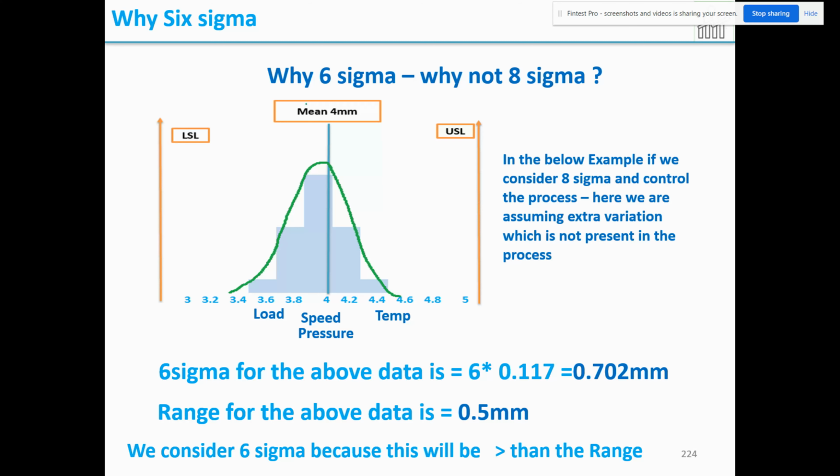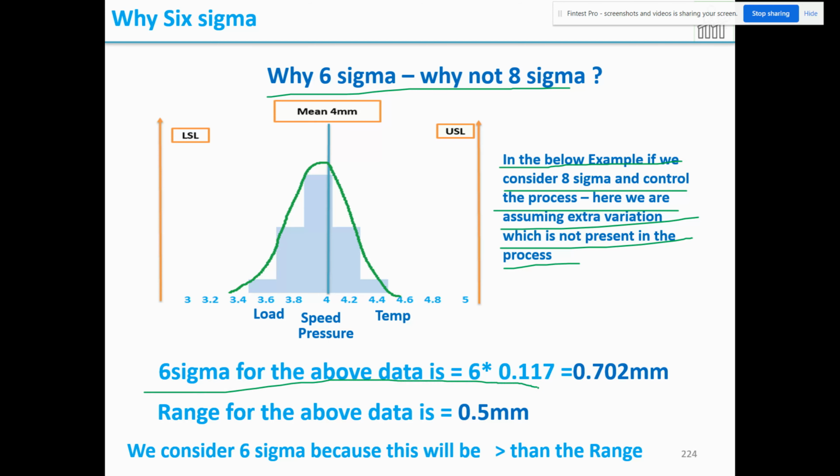So why 6 sigma, why not 8 sigma? In the below example, if you consider 8 sigma and control the process, here we are assuming extra variation which is not present in the process. So even 6 sigma is not present in the process, but we are assuming more variation and controlling the process to achieve more yield or lesser variation. In this case, 6 sigma for the above data is 6 into 0.117, that is the standard deviation. It will come to 0.7 mm. Suppose you consider 8, 0.8 mm will come. 0.9 mm will come. That is not okay.